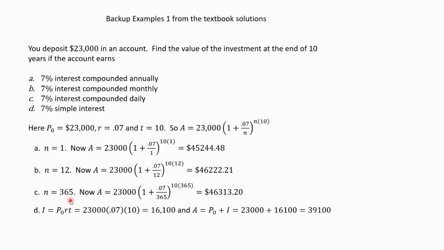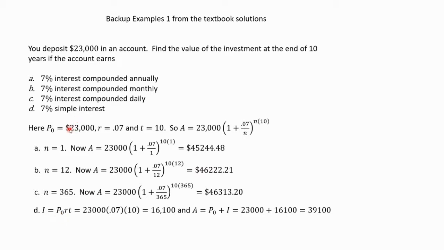Good. Here, we have 365, daily. Plug it in, and we get this. Again, P0 is always the same. That's our initial investment or the balance at the very beginning. R is the APR, in this case 7%, but you write it as a decimal, so it's 0.07. T is 10, how long this is going on for. And again, N is what changes each time. So that's what we get.